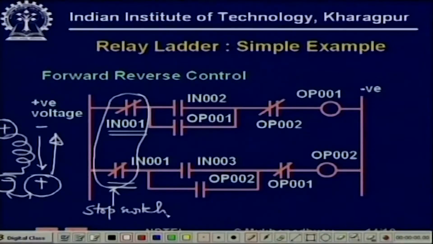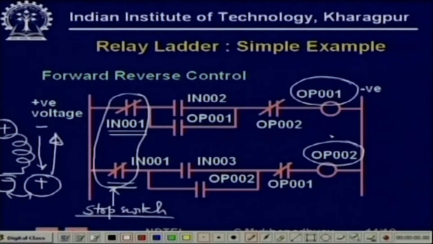So you see that, and these are the two output coils which you can say symbolizes the arrangement of switching the power supply to either the positive and the negative. So when OP001 becomes 1, the motor gets supply in one way, and when OP002 becomes 1, the motor gets supply in the other way, and when both are 0, it does not get any supply, so it is standing.